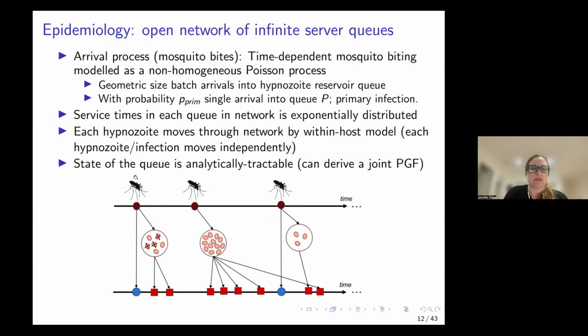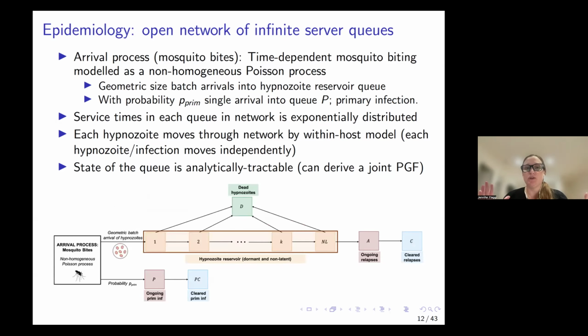So you can see here, this person is being bitten 3 times. The first bite gives rise to a blood stage infection, with probability P_prim, or primary infection. The second bite doesn't, and then the third bite does. And then each bite gives rise to more hypnozoites in the liver, which then have to either die or activate and be cleared. And so you can write down what this looks like as a queue, where each of the compartments here is a queue where the hypnozoite is being serviced, and the waiting time is exponentially distributed. So each hypnozoite moves through this network by the within-host model, which has the analytic solutions that I was showing you previously.